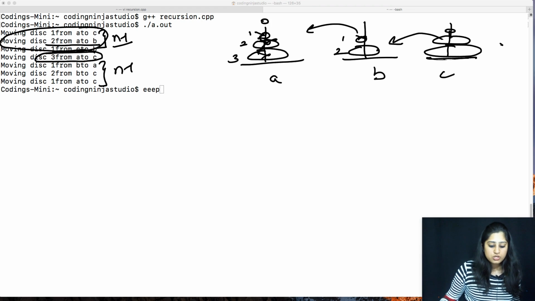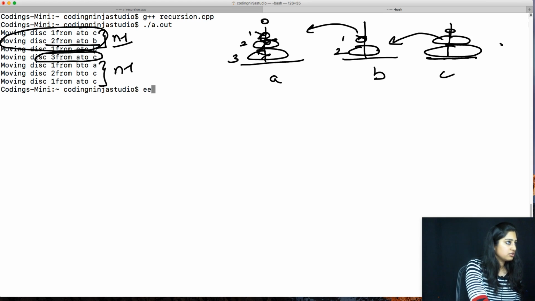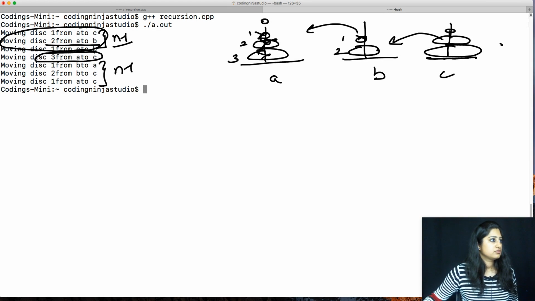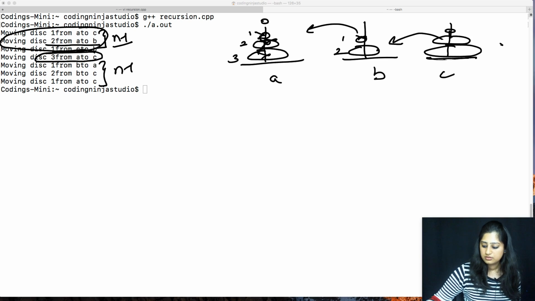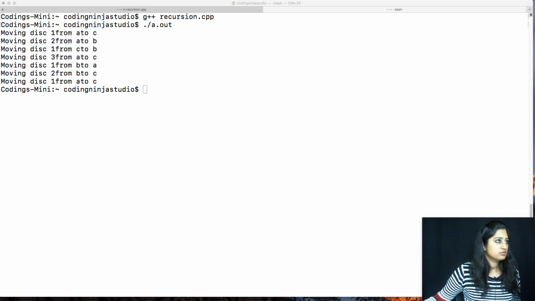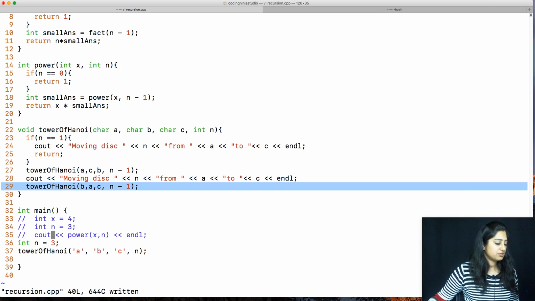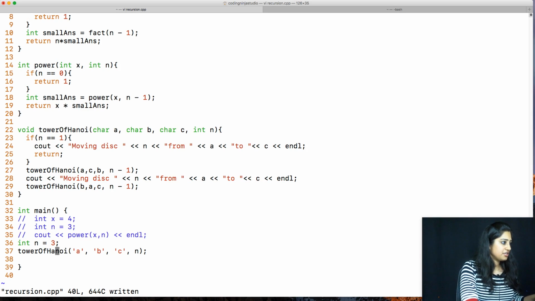Okay, so we just did a dry run for n equal to 3. Since some of you are asking for a dry run, let's quickly do it for n equal to 4 as well. Let's go back to code and edit there.